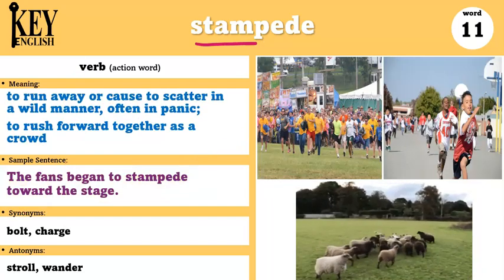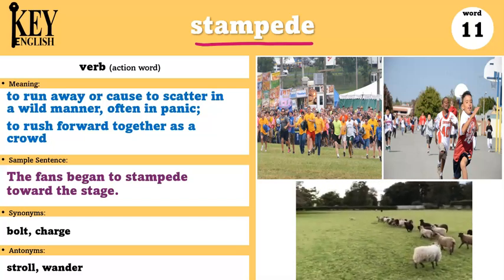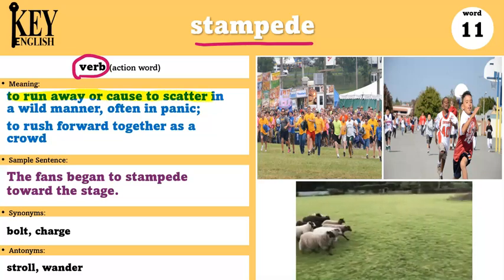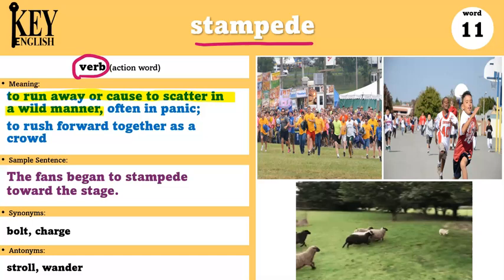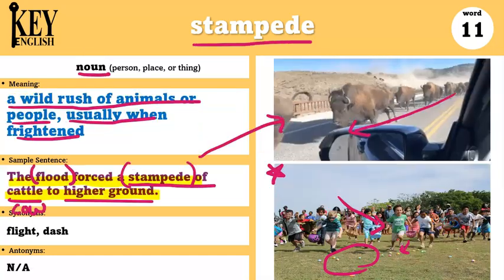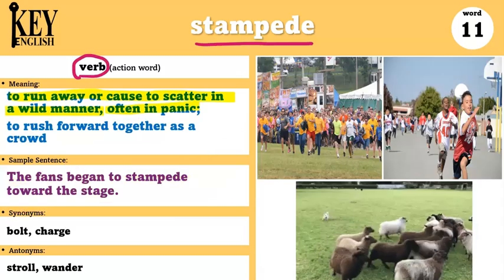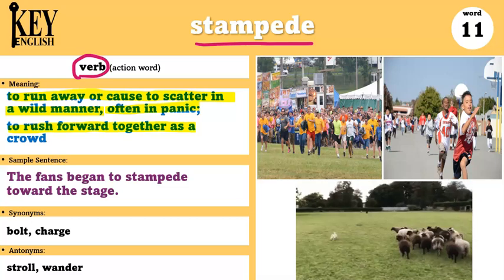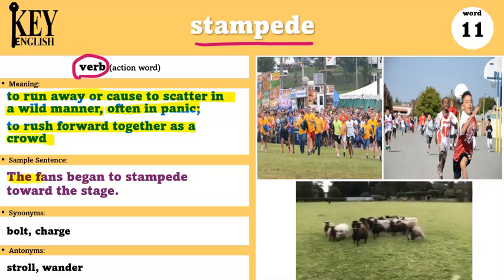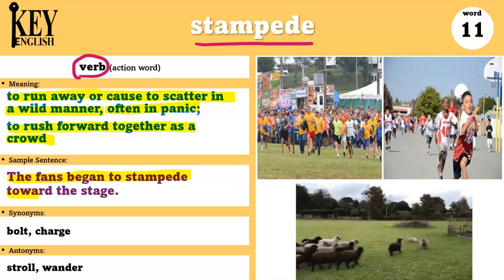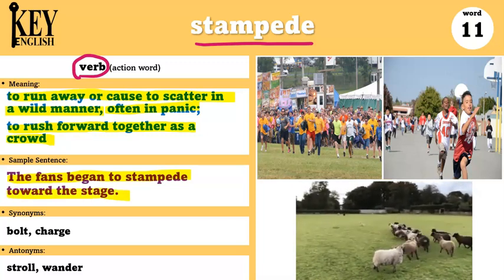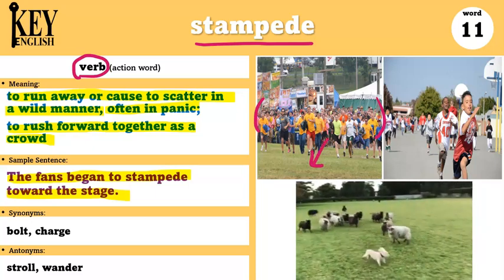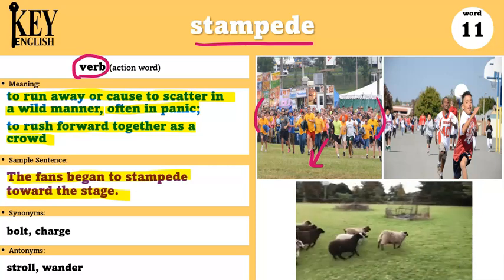So we were using it as a noun, but we can also use stampede as a verb, as an action. And it means to run away or cause to scatter in a wild manner, often in panic. So that is the same definition as this one, just as a verb now. And to rush forward together as a crowd. For example, the fans began to stampede toward the stage. So they are running together. Here's a lot of fans and they're all running together towards the stage, maybe to see their favorite singer.